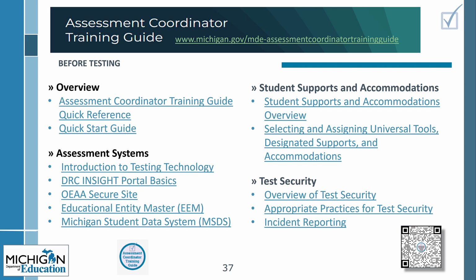The assessment systems include Introduction to Testing Technology, DRC Insight Portal Basics, Secure Site Training, Educational Entity Master or EEM resource, Michigan Student Data System or MSDS. Under the Student Supports and Accommodations section, you will find Student Supports and Accommodations Overview, Selecting and Assigning Universal Tools, Designated Supports, and Accommodations. There is also a Test Security chapter that includes Overview of Test Security, Appropriate Practices for Test Security, and Incident Reporting.